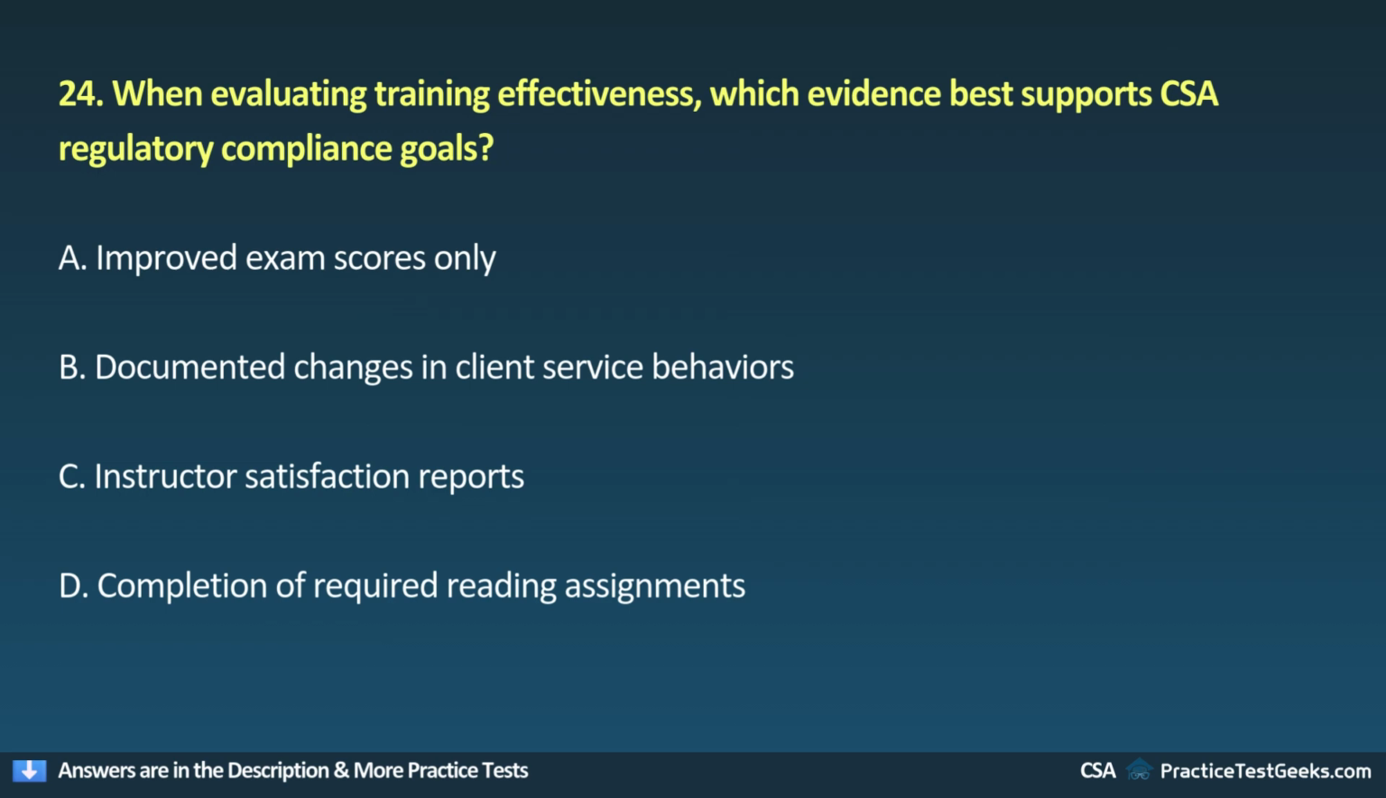24. When evaluating training effectiveness, which evidence best supports CSA regulatory compliance goals? A. Improved exam scores only. B. Documented changes in client service behaviors. C. Instructor satisfaction reports. D. Completion of required reading assignments.